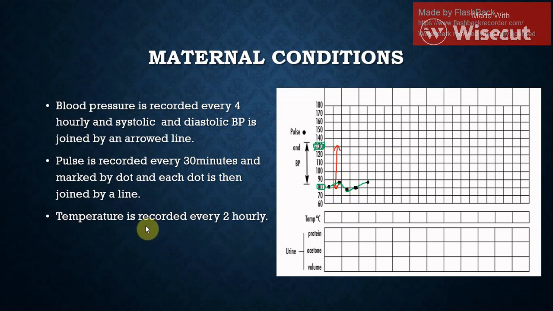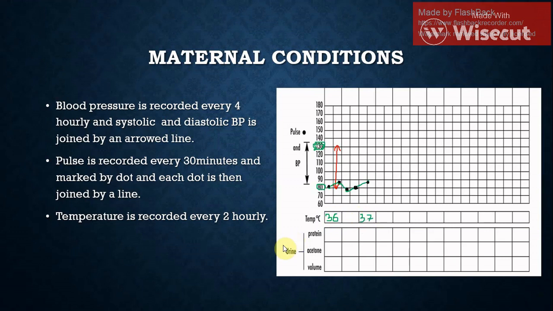So coming on to the temperature. Temperature is recorded every 2 hourly. On our examination we find that the mother's temperature is somewhere around 36 degrees Celsius. So we represent it with the 36 degrees written in the appropriate column, and hence we will check the maternal temperature every 2 hourly and record it in the appropriate space provided.